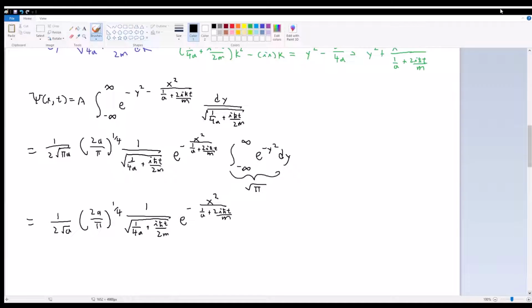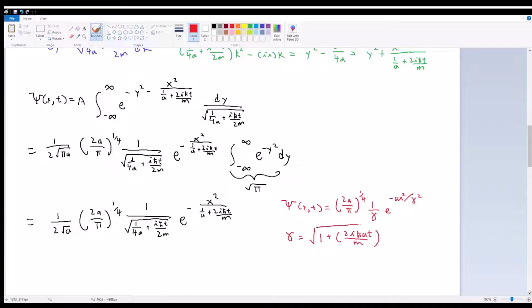Now, we might technically have the correct answer, but this isn't the answer that Griffiths wants. We can rewrite this into a bit of a neater format by using the suggested answer that Griffiths gives us, which is that psi of x comma t is actually equal to (2a over pi) to the power of 1/4, multiplied by 1 over gamma times e to the negative ax squared over gamma squared, where we've defined gamma to equal the square root of 1 plus 2i h bar at over m.